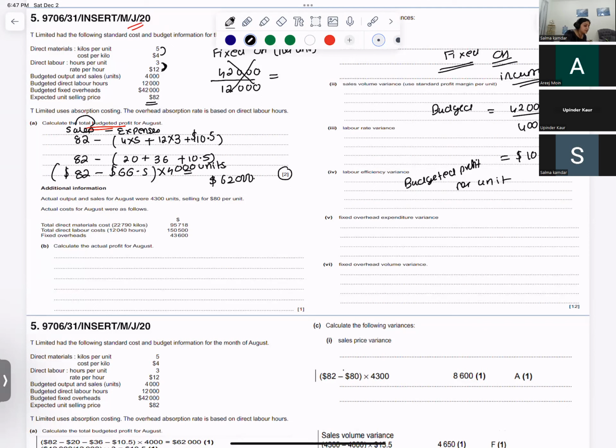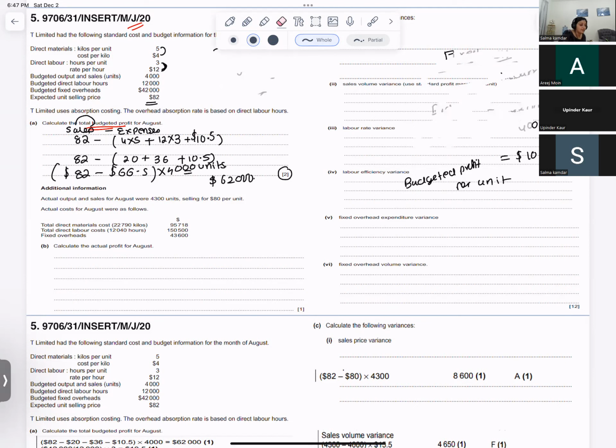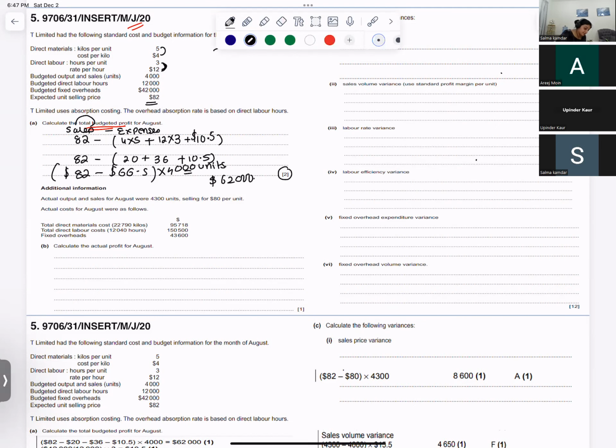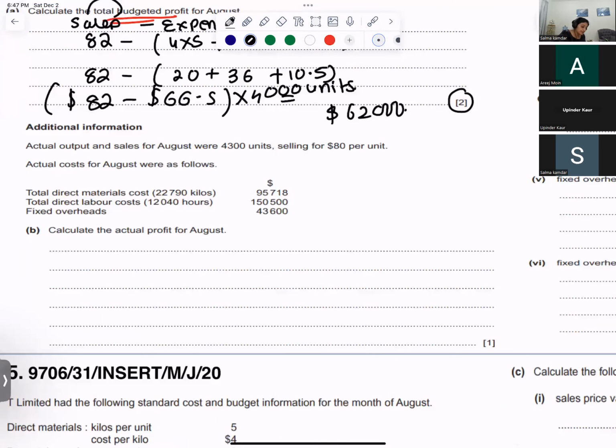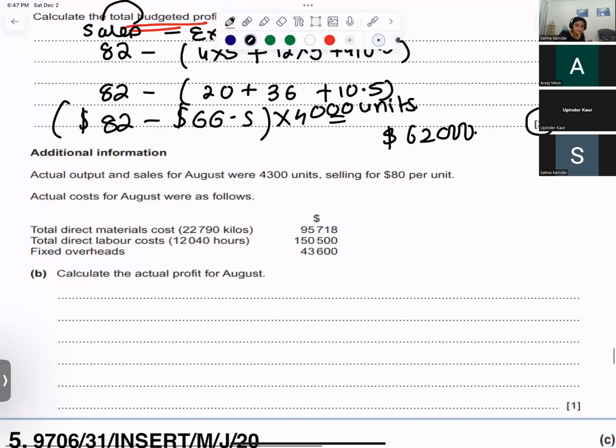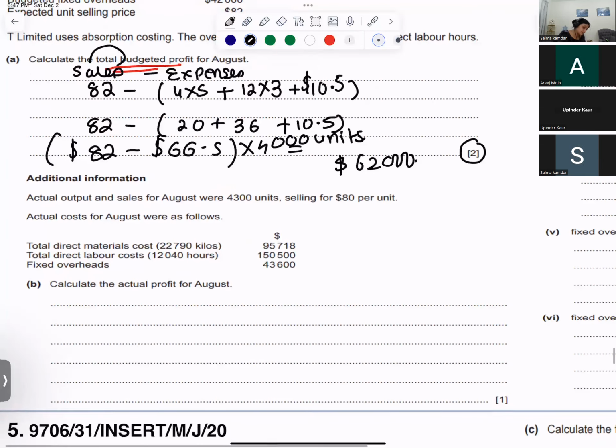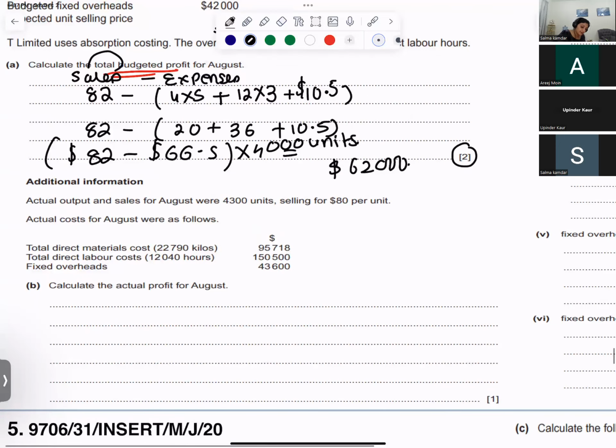So you all were unable to tell the fixed overhead cost per unit. We are not talking about the overheads absorbed. We are talking about the fixed overhead cost per unit. Are you with me? Yes. Now come on, actual profit. How do I calculate the actual profit? It is just for 1 mark. Please tell me.